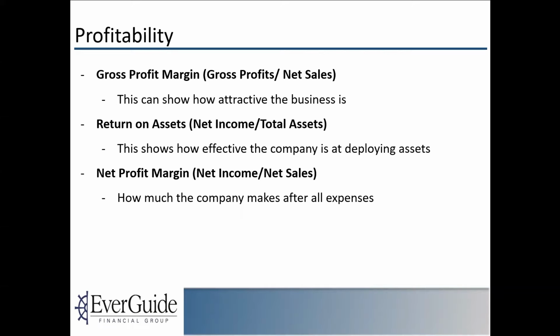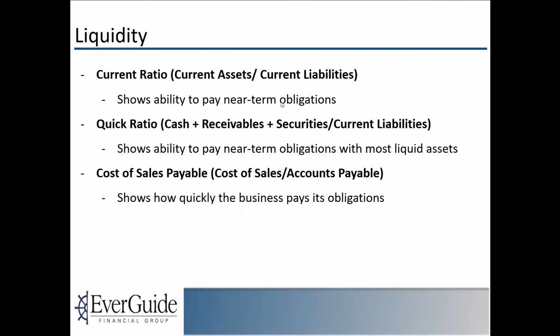And then the last one is net profit margin. That's just net income divided by net sales. And this looks at, after all expenses and everything's taken care of, how much money is left at the end of the day. How much money is the company making?